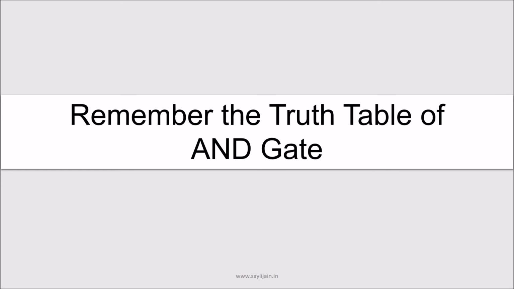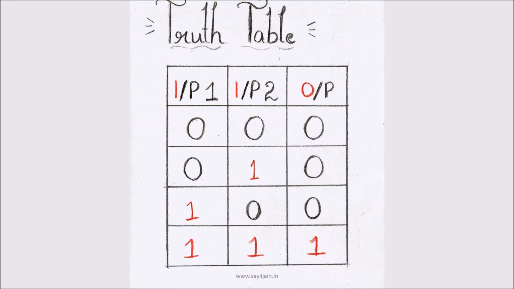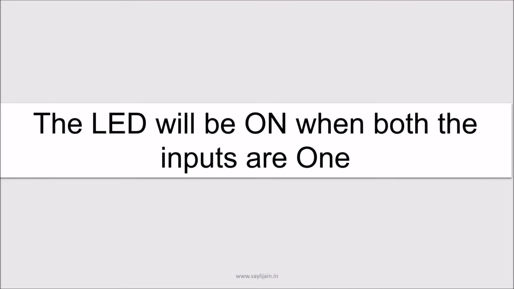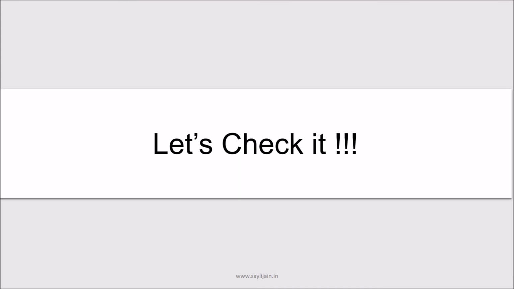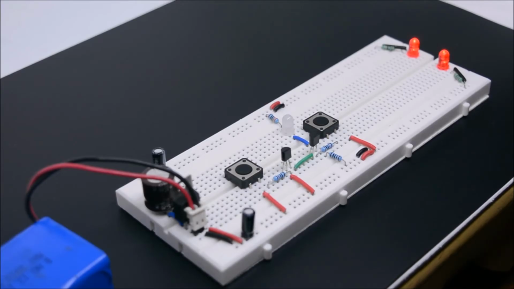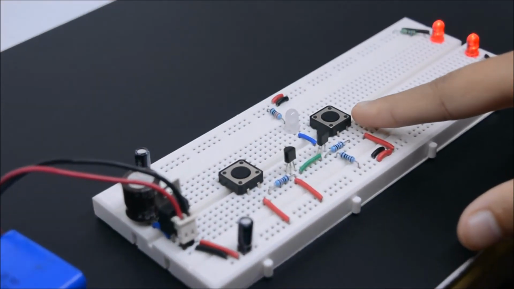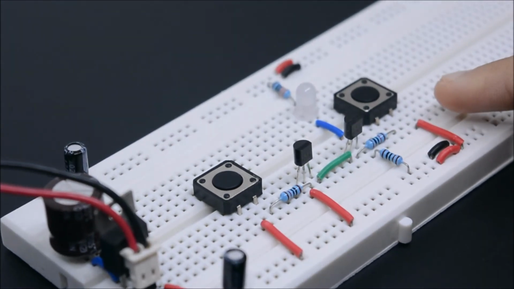We should start testing it now. And remember the truth table of the AND gate. So we will be using the combinations given in this truth table to check whether the circuit is complete and correct. And the LED will be only on when both of the inputs are on. So let's check it out. The circuit is powered up now. The 2 tactile switches placed over here represent input 1 and input 2.